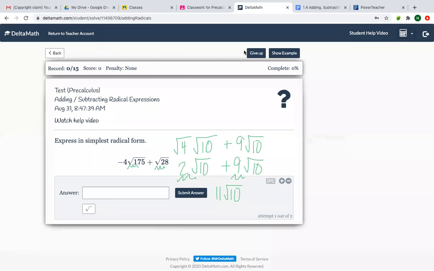Okay, this one we have to simplify both. So what base would these have in common?